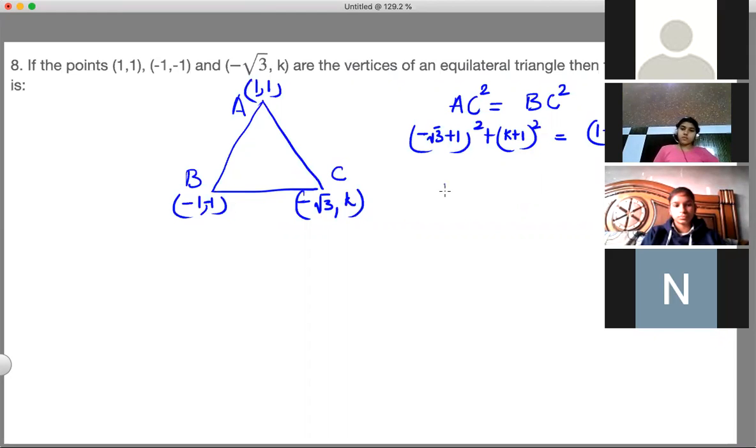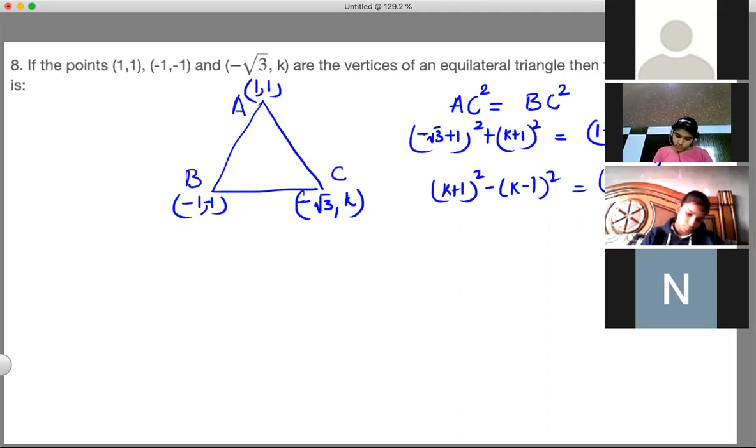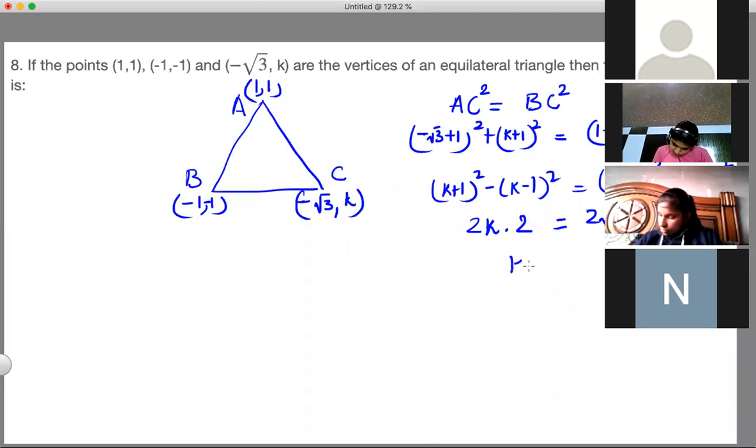Let's see. (k plus 1) whole square minus (k minus 1) whole square is equal to (root 3 plus 1) whole square minus (root 3 minus 1) whole square. So what will this give? 2k into 2 is equal to 2 root 3 into 2. Sir, 0 will not come, something else will come, we did it wrong. The value of k came root 3. Right? Yes, sir.